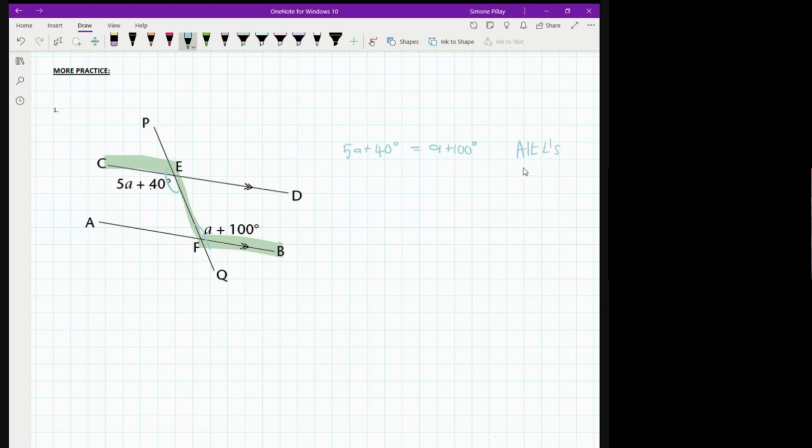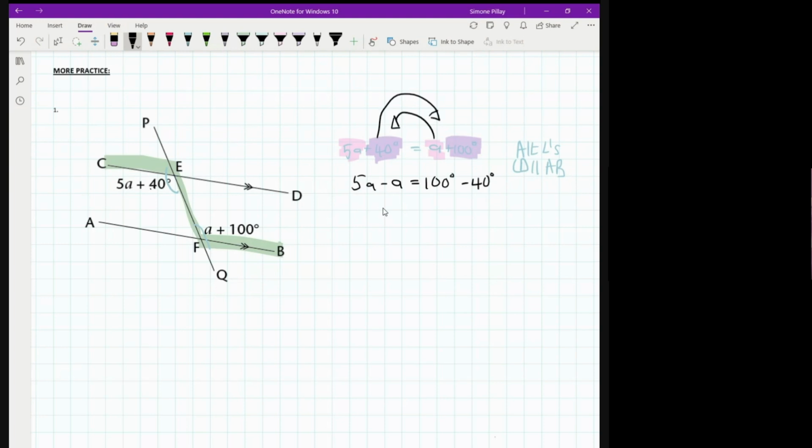Reason: alternate angles, CD parallel to AB. So, ma'am, I think we're gonna say 5A minus A is equal to 100 minus 40. Okay, so what I've highlighted in the same colors, you'll see, is like terms. So I move my A over to the side and I'm moving my 40 over to the side. A became negative. 100 stays on the same side. 40 moves over, becomes negative.